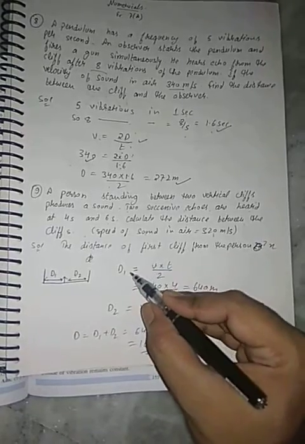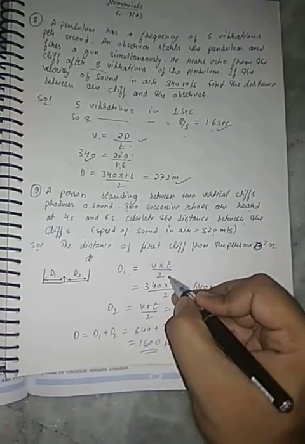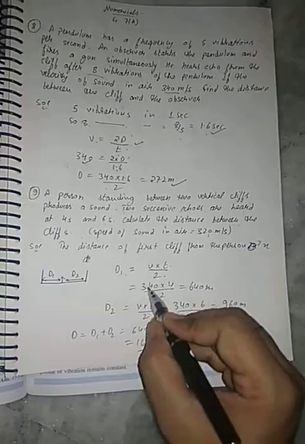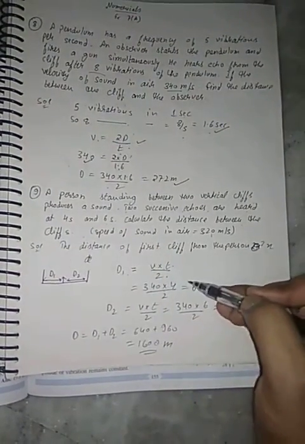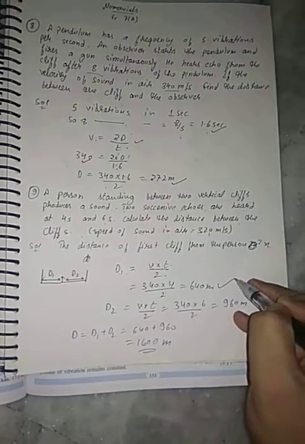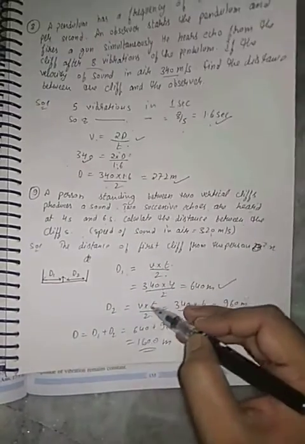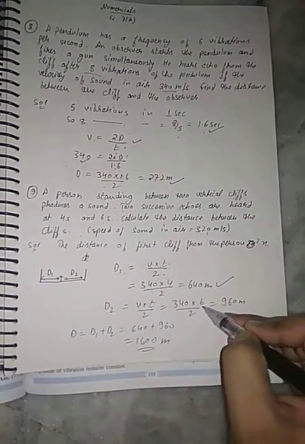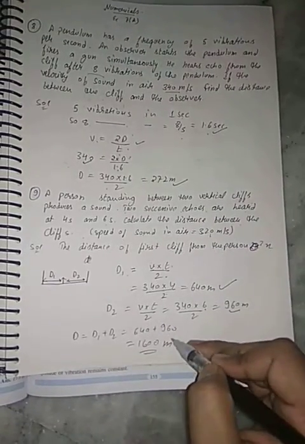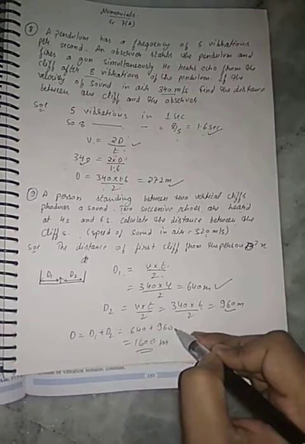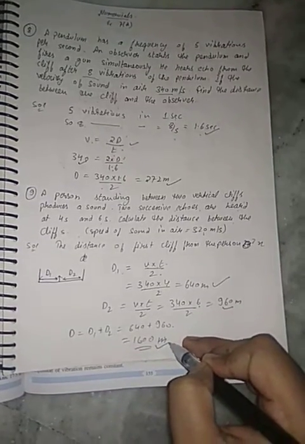They have directly substituted the formula for d1, v into t upon 2. Clear? Now v is 340 into 4 seconds, because the first time is 4 seconds, upon 2, that is 640 meters, and d2, same formula, now the time is changed to 6 seconds. Now it is 960 meters. What is the total distance? 640 plus 960, that is 1600 meters.